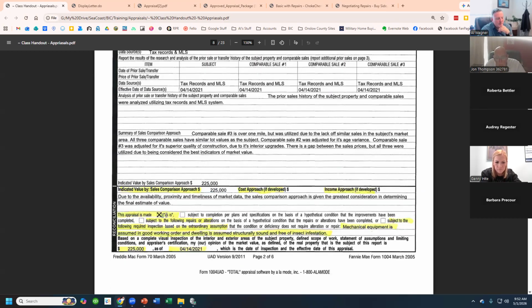It's being sold as is, which means they're not asking for any repairs. No repairs are needed in order for the appraiser to give value. Doesn't say subject to any repairs. If there was any repairs required, this box would be checked. No, I'm sorry. This box would be checked if it's subject to being plans completed. So if we did appraisal before the house was completed or had CO, that would be checked. Here, this would be checked where if there are subject to following repairs.